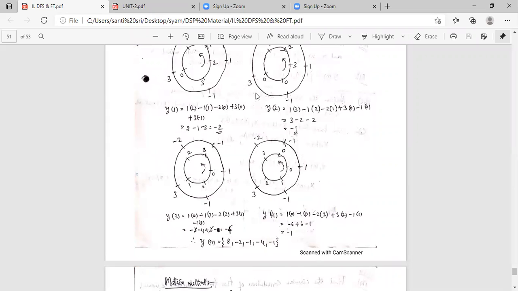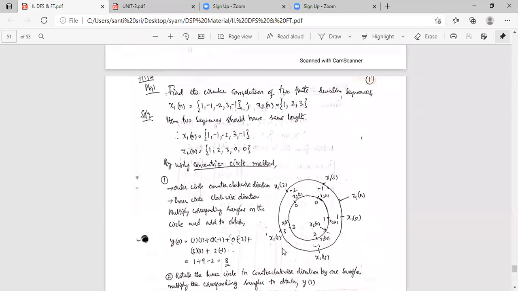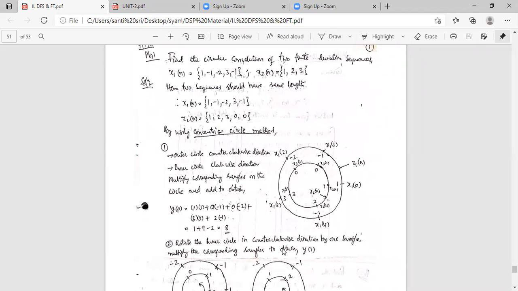Okay, we'll add those values, so that we'll get 8, minus 2, minus 1, minus 4 and minus 1. This is called the concentric circles method. So what we have done here for doing the circular convolution, we'll take two sequences.